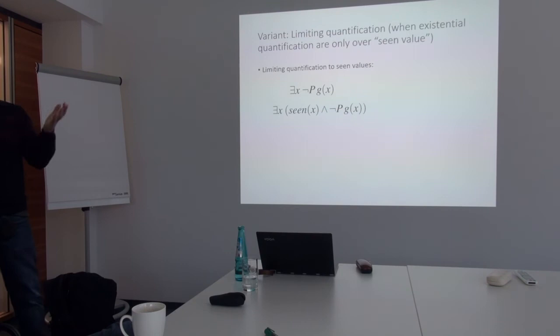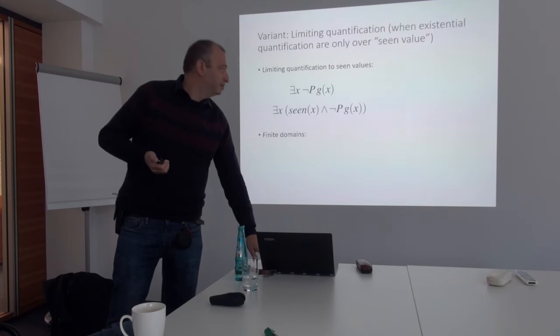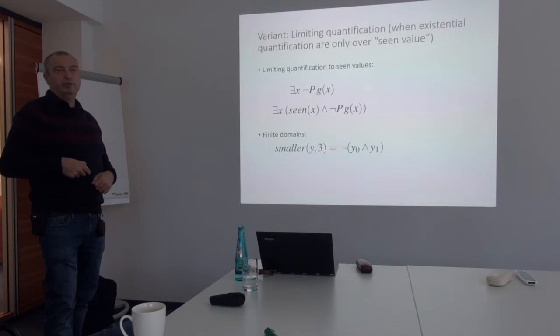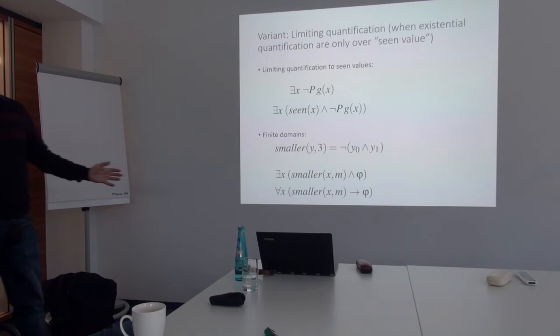Another possibility is that you worked so hard for infinite domains, but maybe you have finite domains. You really want to have finite domains. No problem. I'm going to encode the ability to say that the enumeration is smaller than some value. Again, the same trick: I'm going to relativize the existential and universal quantification with that predicate. And now I can also work with finite domains if you wish to do that.